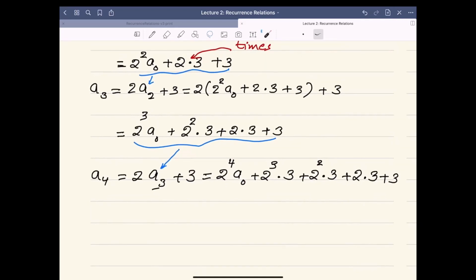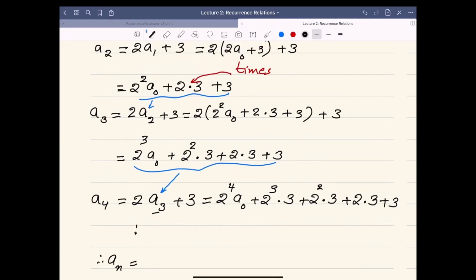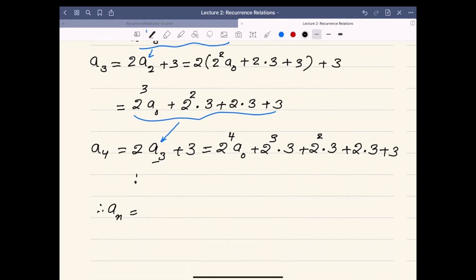Now we need to guess the solution for an. We have to look at each iteration and what answer we are getting. Probably the last one can help you. This is the last one you're obtaining. If this is 4, see the first term, it is 2 to the power 4 a0. So you can guess the answer here directly. You will say that this is 2 to the power n a0.